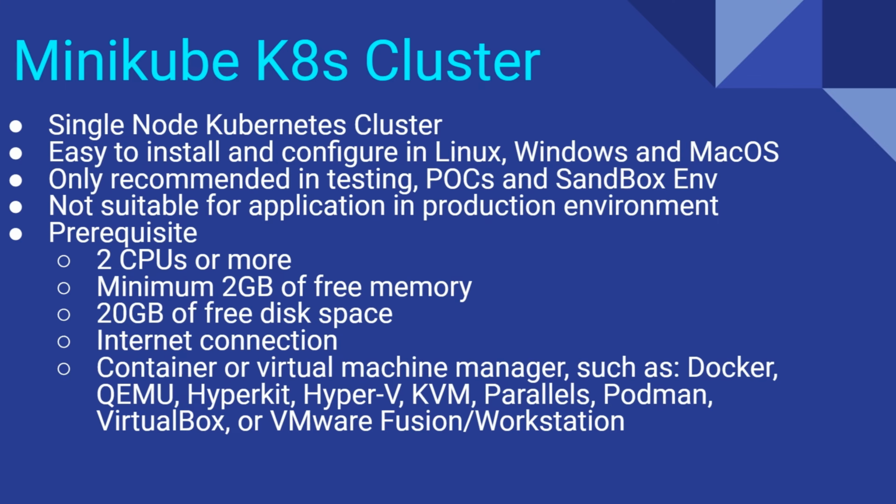There are a few prerequisites for configuring a Minikube cluster. It requires a minimum of 2 CPUs and more than 2 GB of free memory in the machine. The machine should have at least 20 GB of free disk space. An internet connection is also required because Minikube downloads images to configure the Kubernetes cluster. The machine should have either a container environment or a virtual machine manager. In our system, we have Docker installed. Let's get started and configure our single node Kubernetes cluster.